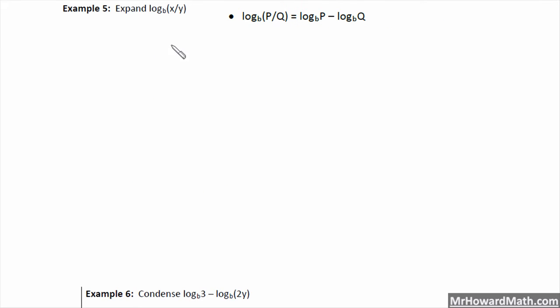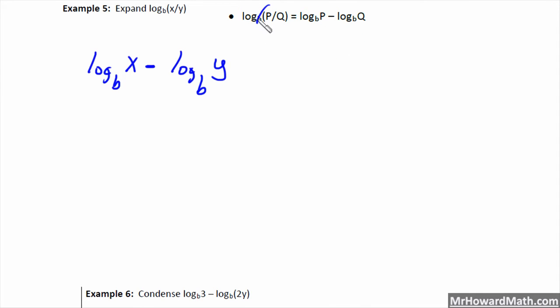All right, example 5, expand. So we're going from division, and then when we expand that, we're going to be using subtraction to do that. So I've gone ahead and brought that theorem down that we'll be applying here. So we're going to go from the original to log base b of x subtract log base b of y. So the top number, or the top variable in this case, we list first, and then we subtract from that the bottom one. So we just fill in this pattern.